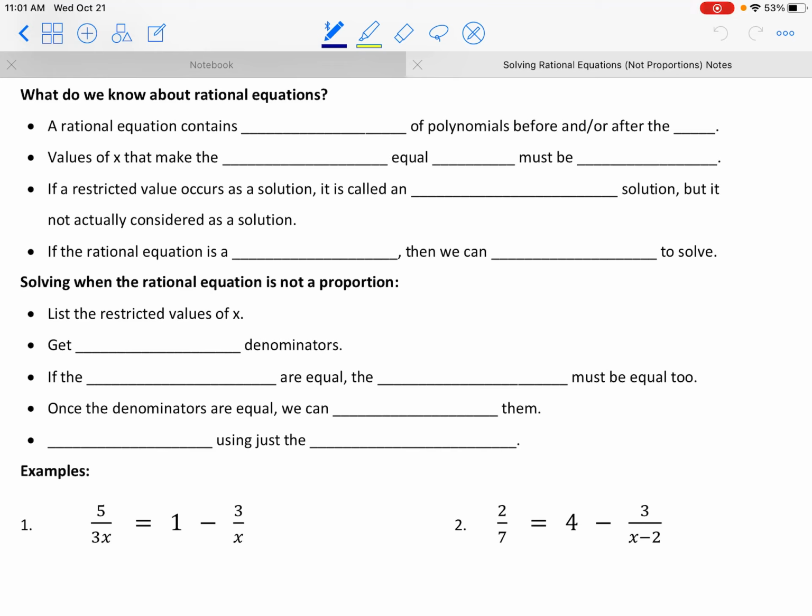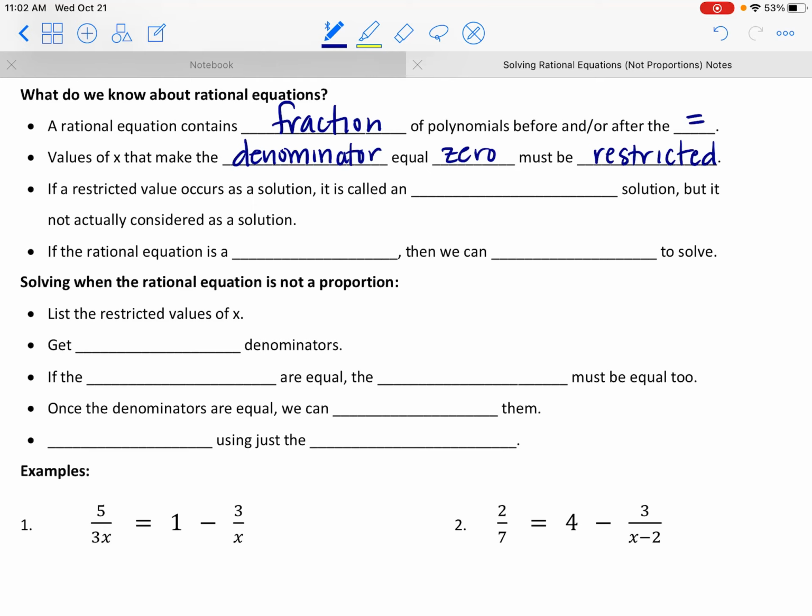Okay, so just to recap, remember a rational equation is going to contain a fraction of polynomials before and/or after the equal sign. The equal sign makes it an equation. The fraction of polynomials within the equation makes it rational. We also said that values of x that made the denominator equal 0 would have to be restricted as solutions. If the denominator was equal to 0 because a certain x value got plugged in, then we had to restrict or exclude that x value from being a possible solution.